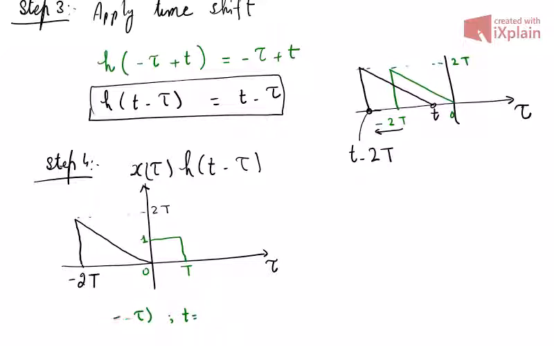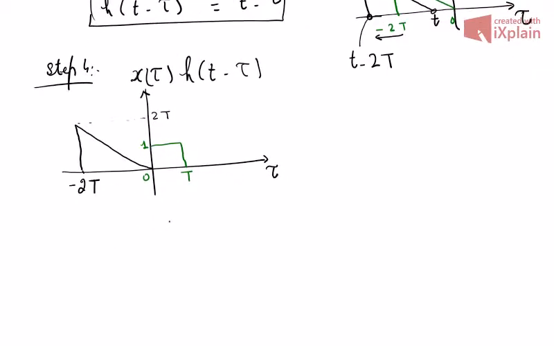Now we want to see this product. x of tau is already available, drawn in green, and h of t minus tau is drawn in black, which is available here. You can see, as long as t is less than 0, the product of x of tau and h of t minus tau is 0.